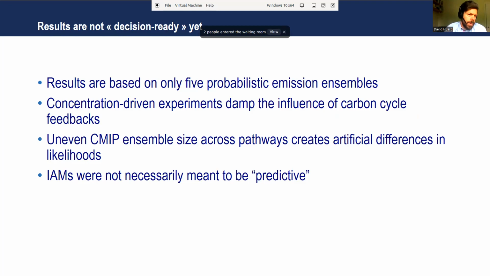Also, because the ensemble sizes in the CMIP experiments are not even, we've got some artificial differences in the likelihoods computed that could be fixed, but it's another layer of analysis. And as I said, the integrated assessment models that I use were not meant to be predictive. So it's kind of a work in progress, I suppose.